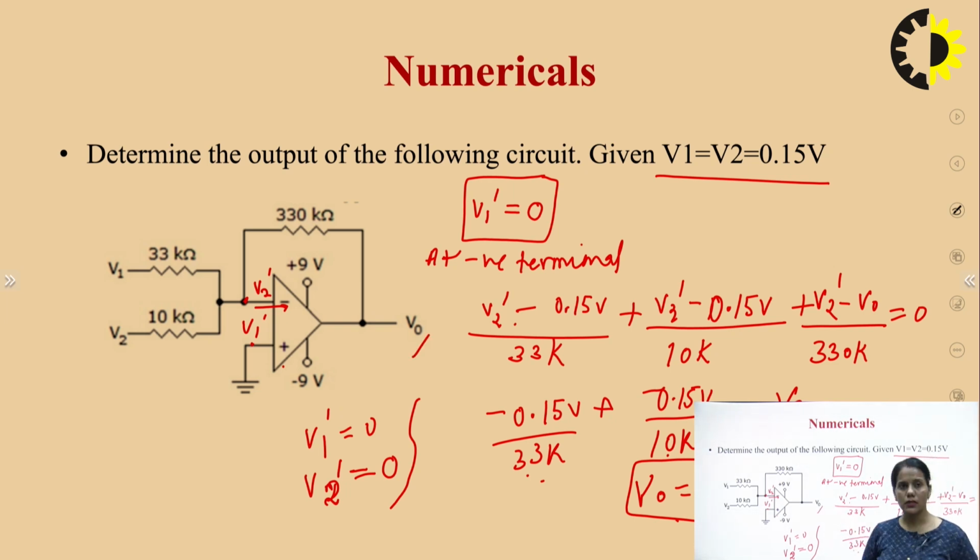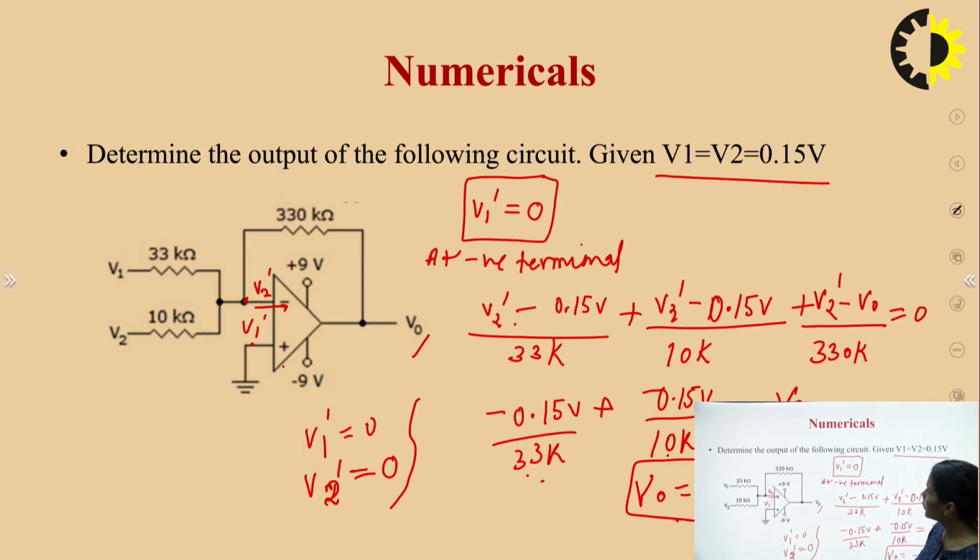So again you can see that the rule is the same: you have to apply the KCL at the positive terminal and then the KCL at the negative terminal, and using either of the concepts of virtual ground or virtual short, you can take the voltage of the negative terminal equal to V1, that is the positive terminal voltage, and in this way you will land up with the solution, that is the output voltage.